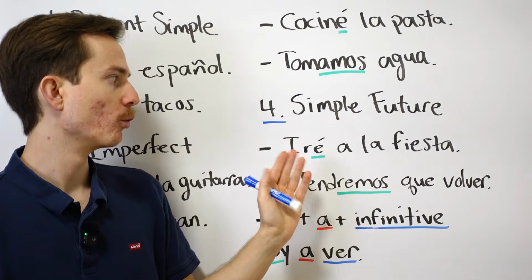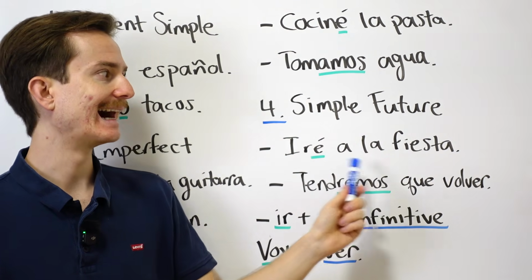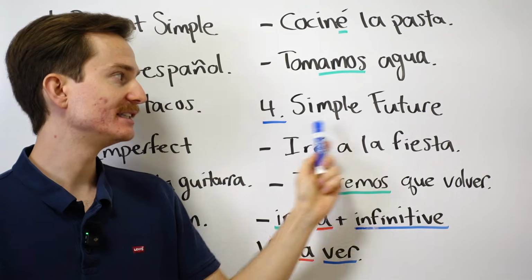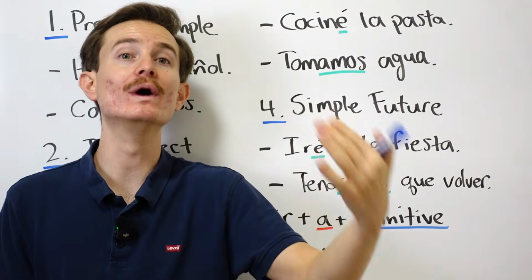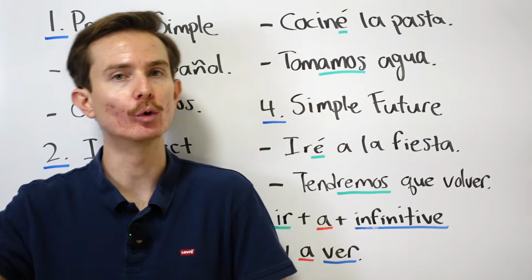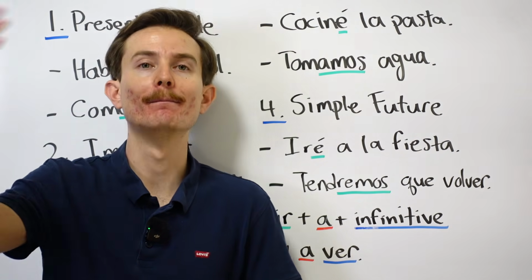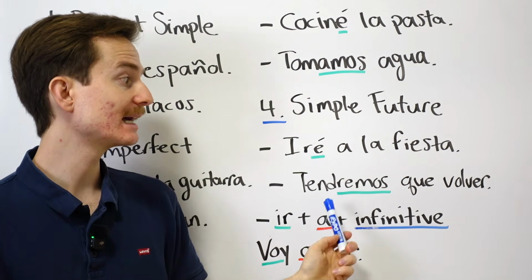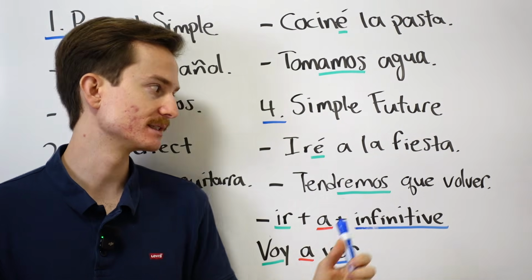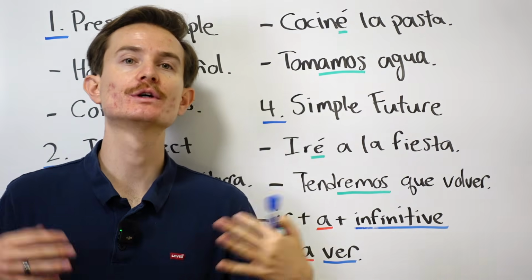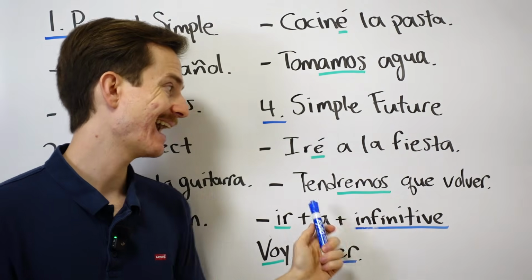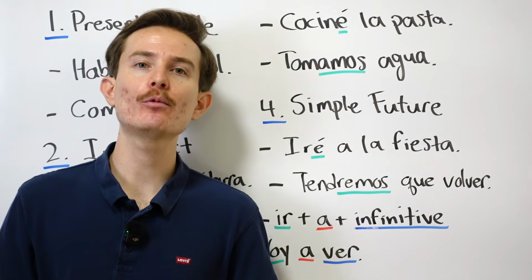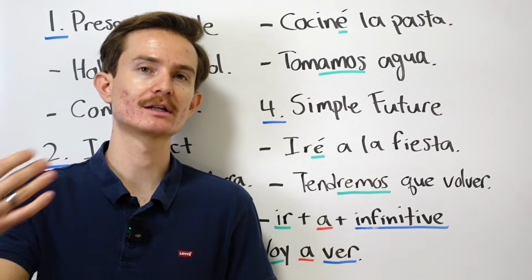So the simple future would be, for example, iré a la fiesta. I will go to the party, okay? The idea of the simple future is this idea of I will do something. You will go. We will laugh. They will make, okay? The idea is will, okay? Tendremos que volver. This is an irregular here. We will have to return, okay? That's the idea of the simple future, okay? I will eat. You will do, so on and so forth.